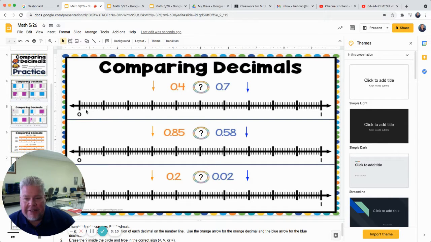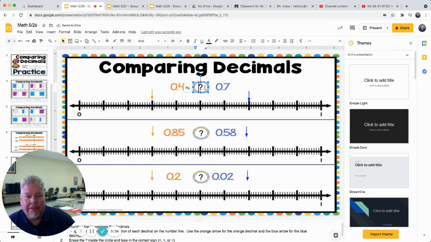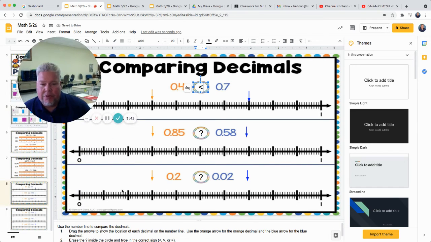4 tenths. Okay, so this is from 0 to 1, so each one is a tenth. 1, 2, 3 tenths, 4 tenths, 5 tenths, 6 tenths, 7 tenths, 8 tenths, 9 tenths, 10 tenths. 4 tenths is going to be right here. Just drag the arrow right on top of where it should be. 7 tenths, so 1 tenth, 2 tenths, 3 tenths, 4 tenths, 5 tenths, 6 tenths. 7 tenths is right here. Okay, which one's bigger? 7 tenths, so I'm going to put this sign in here. Okay, do those the same way.